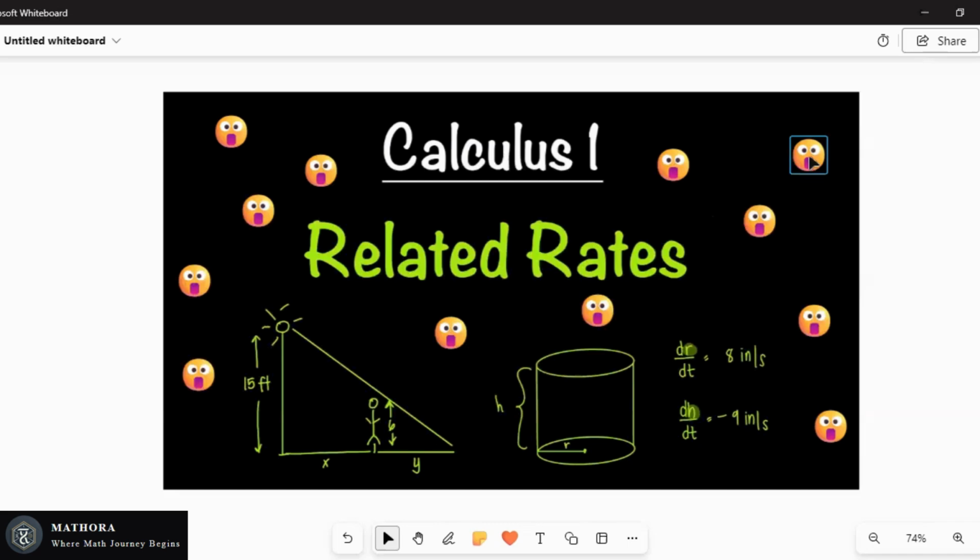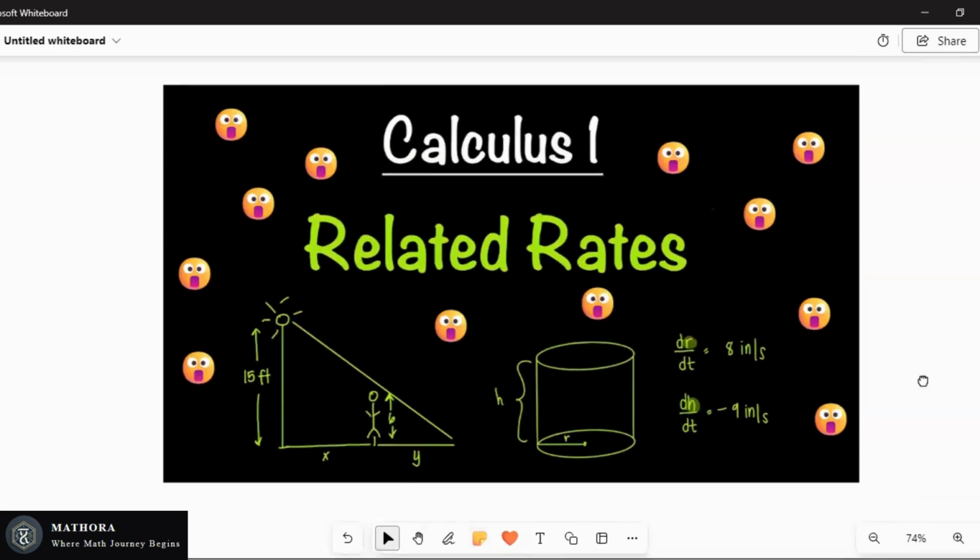So, what are related rates? Simply put, related rates are about figuring out how two or more quantities change with respect to time. For example, if the radius of a balloon increases, how does the volume change? The key is that these rates are connected through some equation, and our job is to figure out one rate when we are given another. Sounds cool, right? So here's the step-by-step process to solve real-world problems.